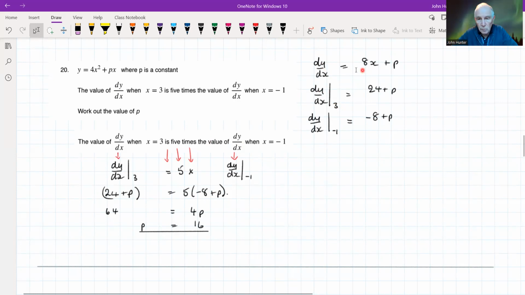Now, we can work out these things. dy/dx equals 8x plus p. It's just derived from there, 2 times 4. So evaluated at 3, that's going to be 24 plus p, just substituting 3 in there. And again, minus 1 in there gives us minus 8 plus p. So we can actually substitute those into this equation: 24 plus p equals 5 times (minus 8 plus p). And that's going to give us 4p equals 64 and p equals 16. Okay, so in terms of the differentiation, that's no more complicated, is it? But we just have an unknown constant in there.